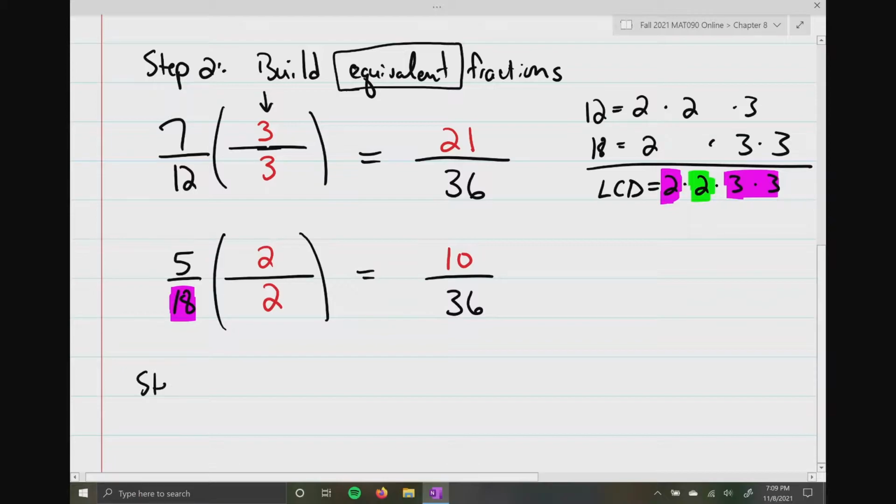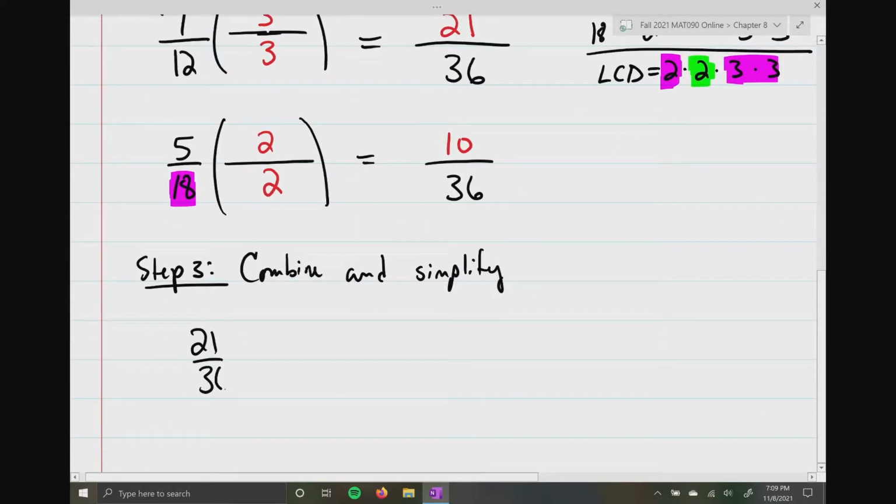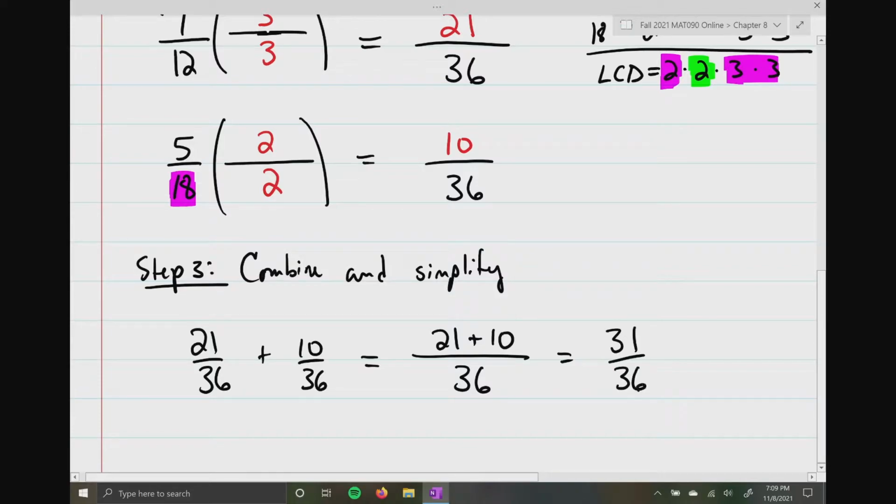So step 3 in this process would be to combine and simplify. And what I mean by that is 21 over 36 plus 10 over 36 is going to equal one big numerator as 21 plus 10 all over the denominator 36, and 21 plus 10 is 31 over 36. Now, 31 is a prime number, so I don't have to worry about simplifying anything. So there's my final result.